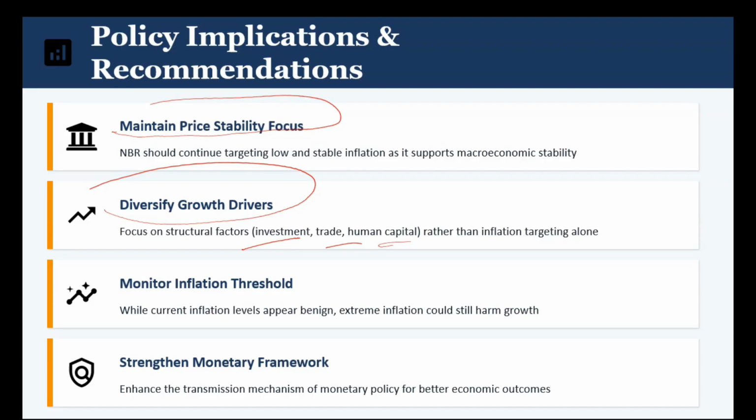Why is it of concern? When we are looking at inflation, we want to look at investment as well, because high inflation is leading investors to not invest.